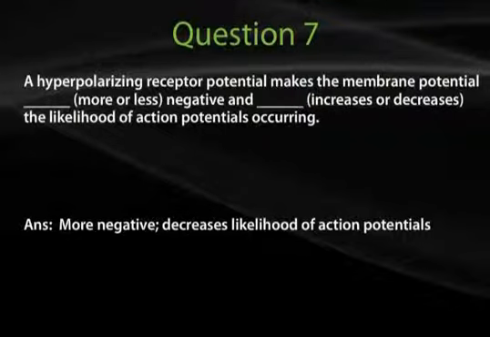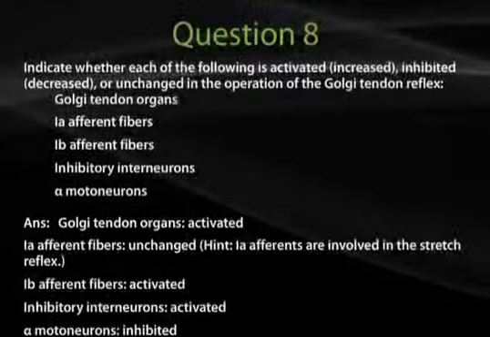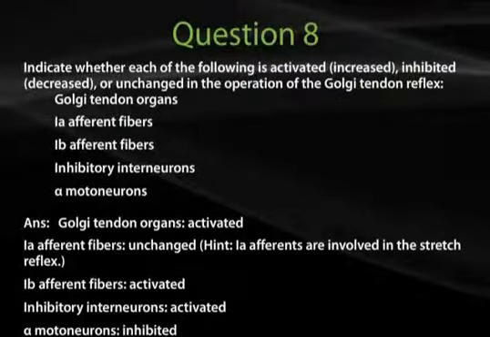Question 8. Indicate whether each of the following is activated, inhibited, or unchanged in the operation of the Golgi tendon reflex. Golgi organ, activated. 1A afferent fibers, unchanged. 1B afferent fibers, activated. Inhibitory interneurons, activated. Alpha motor neurons, inhibited.